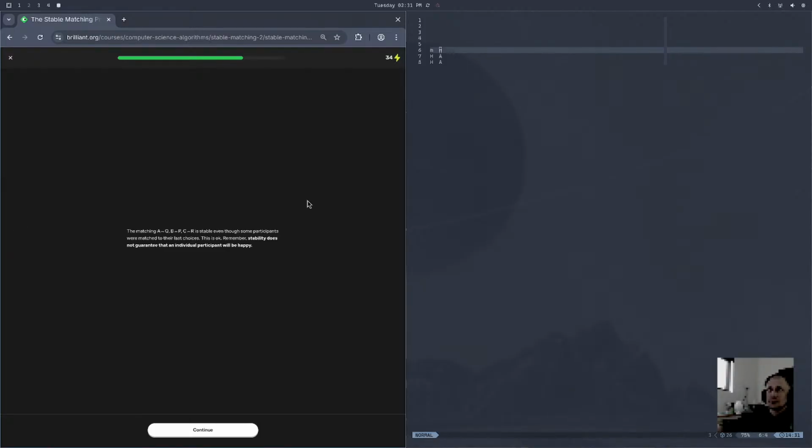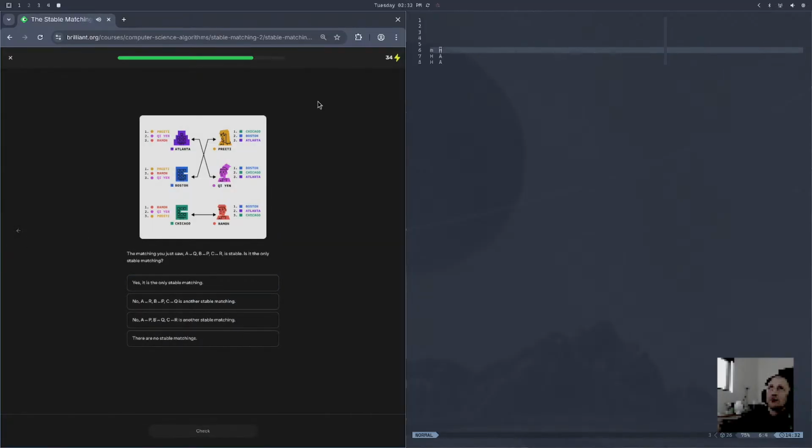I don't like this idea of assigning residencies to their hospitals. All right, 10 minutes up. Matching AQBPCR is stable even though some participants were matched to their last choice. This is okay. No, it's not. Remember, stability does not guarantee an individual participant will be happy. So why is that something you want to pursue then?